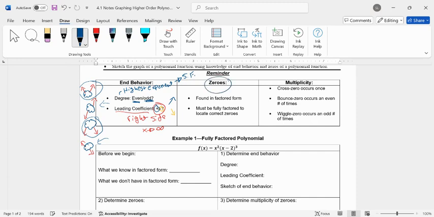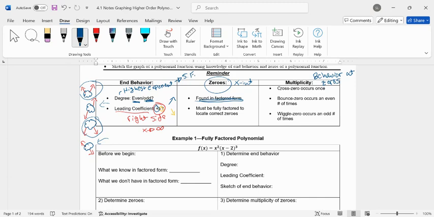Next is your zeros. These are your x-intercepts. Very important. These can only be found in factored form, or at least most easily can be found in factored form. So like I mentioned before, if we're not in factored form, we're going to factor first before we graph, because that's how we can easily identify what the zeros are. Okay, multiplicity. This tells you your behavior at your zeros, or at your x-intercepts.